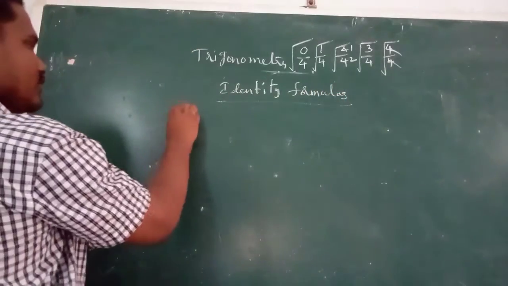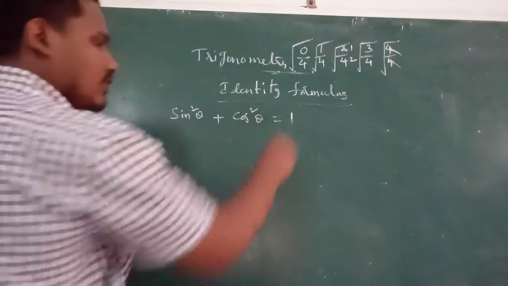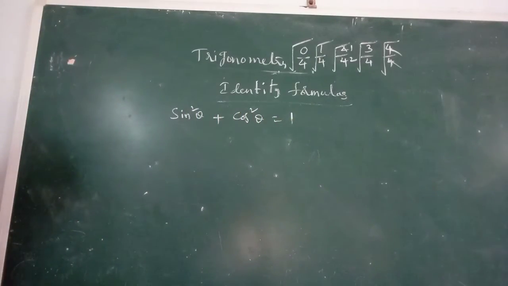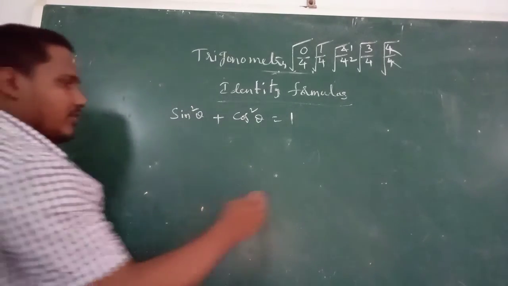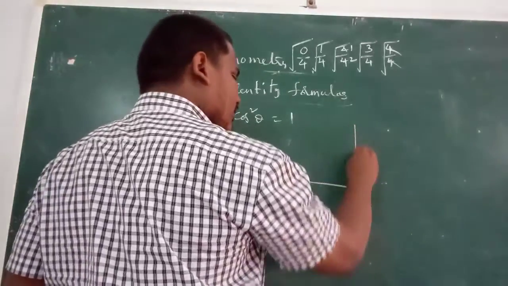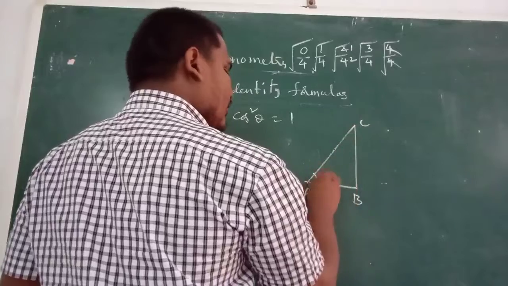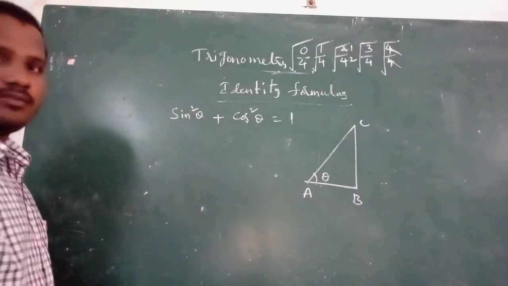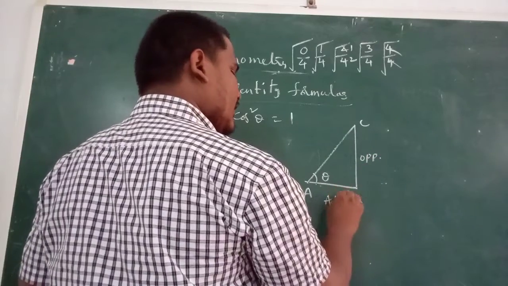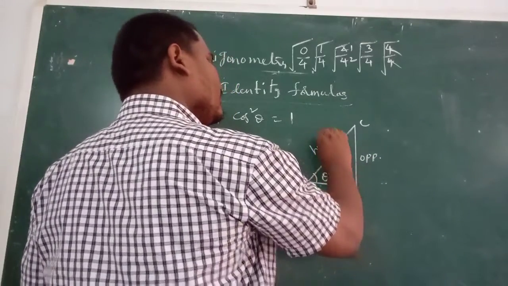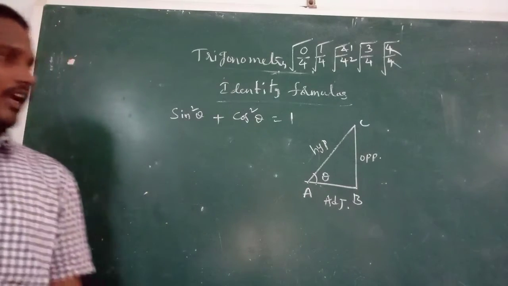Okay, sin square theta plus cos square theta is equal to 1. This is one of the formulas. Then if you take one right angle triangle ABC, you are taking theta at angle A. Then this is the opposite side, this is the adjacent side, this is the hypotenuse.